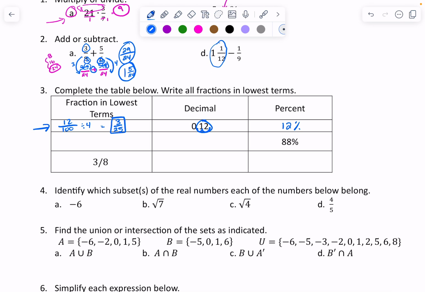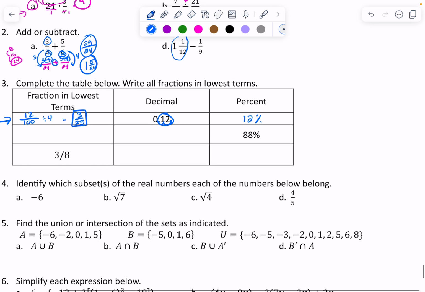And let's move on. Okay, identify which subsets of real numbers these belong to. So we've got real numbers. Then we've got rational. We've got irrational. Irrational is like pi and the square root of any prime number. So square root of 2, square root of 5, etc. Rational numbers are any number that can be made into a fraction. So decimals that terminate or repeat, those are rational numbers.